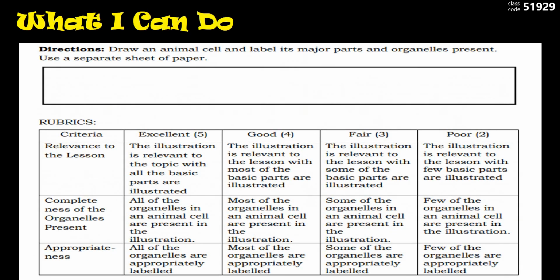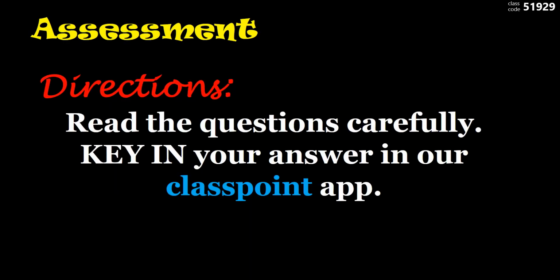So that's it. This is your assignment. You're going to draw an animal cell and label its major parts and organelles present. You may use different criteria here. So the rubrics: relevance, completeness, appropriateness. Just concentrate on the excellent part for you to have higher points. Good luck. Okay, so let us have the assessment.